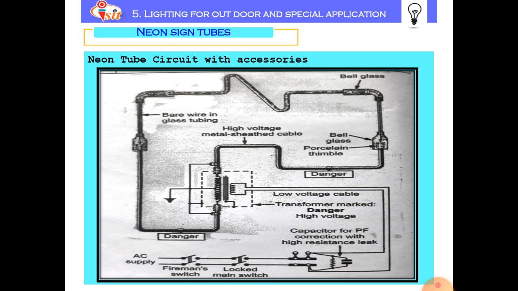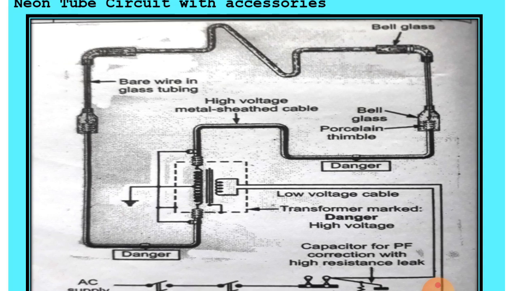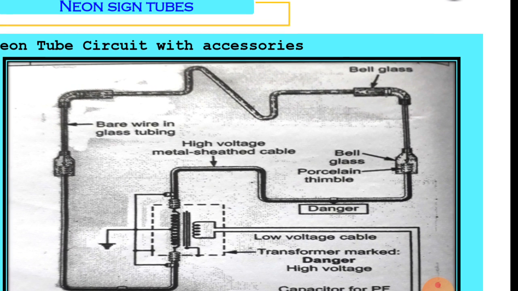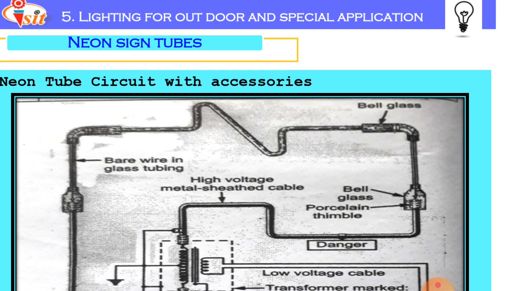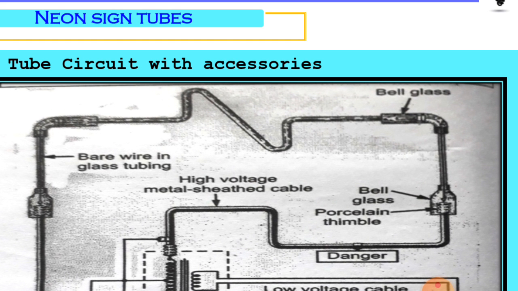For the neon tube circuit, we are using accessories like a glass tube, filling gas in the tube, and a porcelain thimble, which is used to give the electrical connections to the electrode of the neon tubes and to isolate the electrical energy from the rest of the body part. Next one is the transformer. Again, for compensation, capacitors are required, high value resistors are required, and bare wire in the tube. These are the accessories which are used for the neon tube circuit. Here, between these two bell wires, a neon tube is used for the illumination purpose.